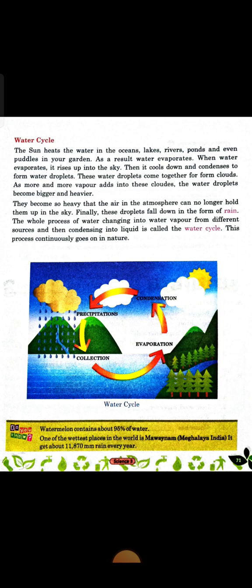The whole process of water changing into water vapor from different sources and then condensing into liquid is called the water cycle. This process continuously goes on in nature. See the diagram of the water cycle, it is very important. Because of the evaporation, the water gets collected into the form of cloud, and then when the cloud becomes heavier, it comes down in the form of rain again into the water bodies on the earth. In this way, the water cycle continuously goes on in nature.